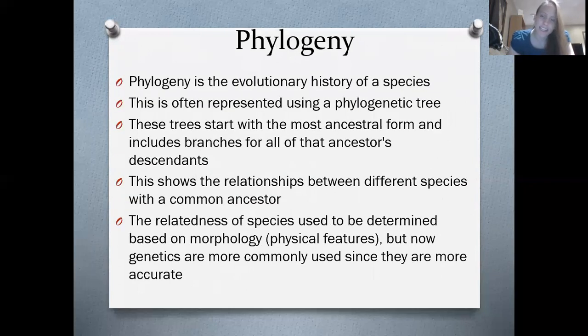Okay, phylogeny is the evolutionary history of a species. We usually represent it with something called a phylogenetic tree. These trees usually start with the ancestral form of an organism, and then it branches into all of the different descendants of that ancestor. And we use these phylogenetic trees to represent the relationships or the relatedness between different species that have a common ancestor. It used to be determined by morphology, which is the physical features. Now we usually use genetics because it's more accurate.